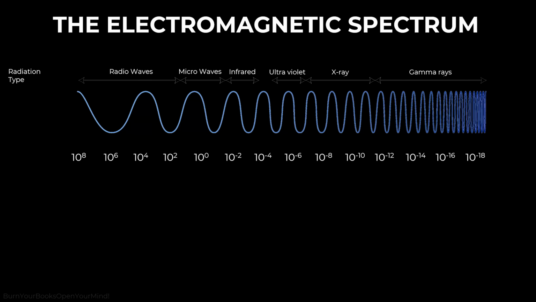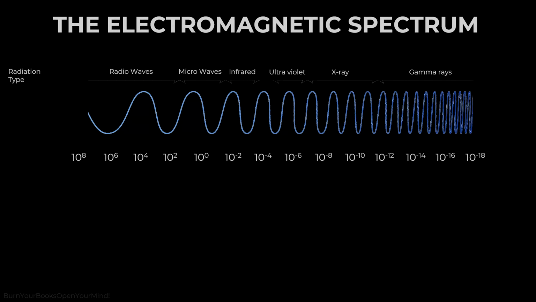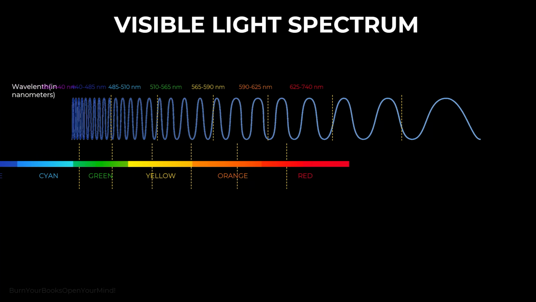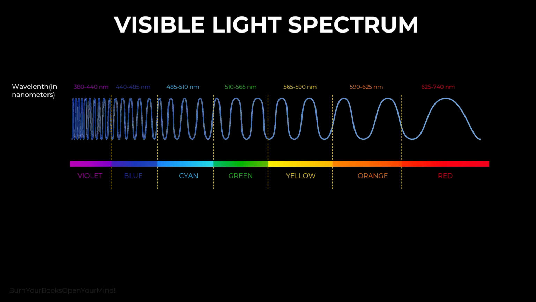We are talking about visible light. Visible light comes in between infrared and ultraviolet region. So if we zoom into that region, we would see that visible light comprises violet, blue, cyan, green, yellow, orange and red regions. It starts from 380 nanometers and goes up to 740 nanometers. The longest wavelength is of the red region, while the shortest wavelength is of the violet region.